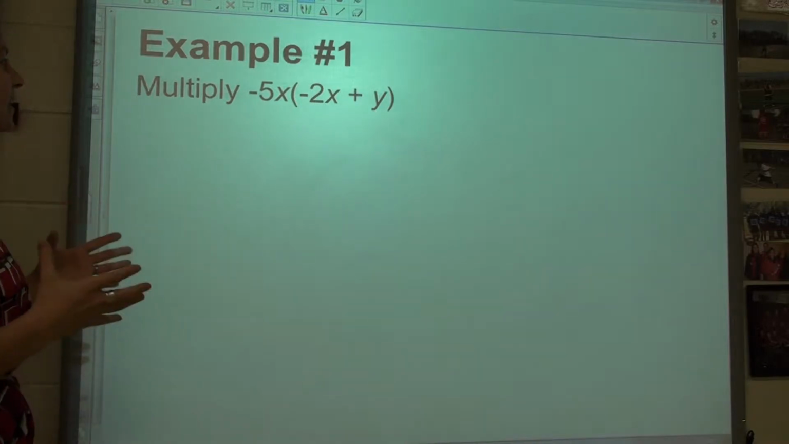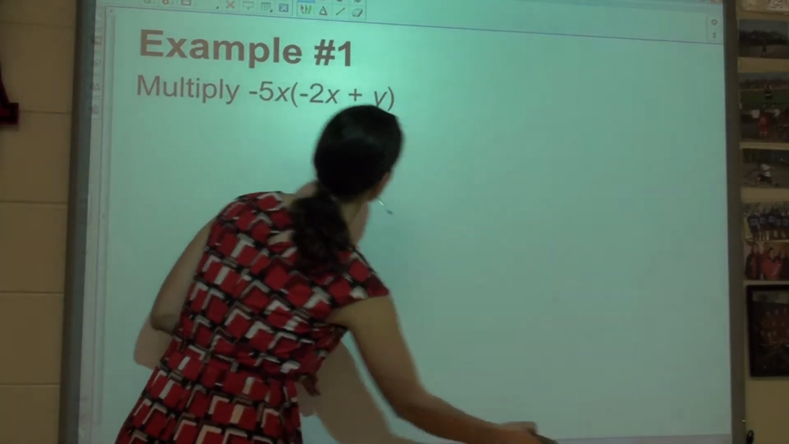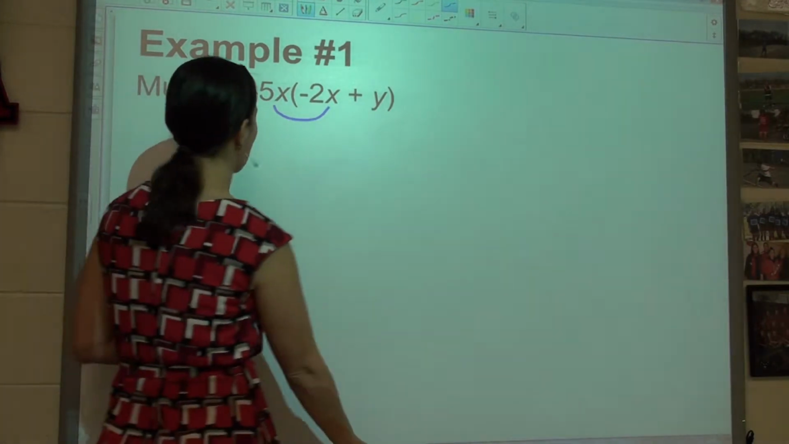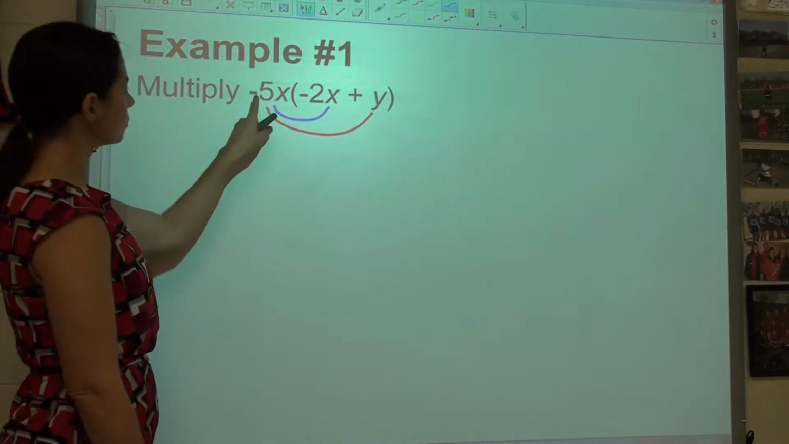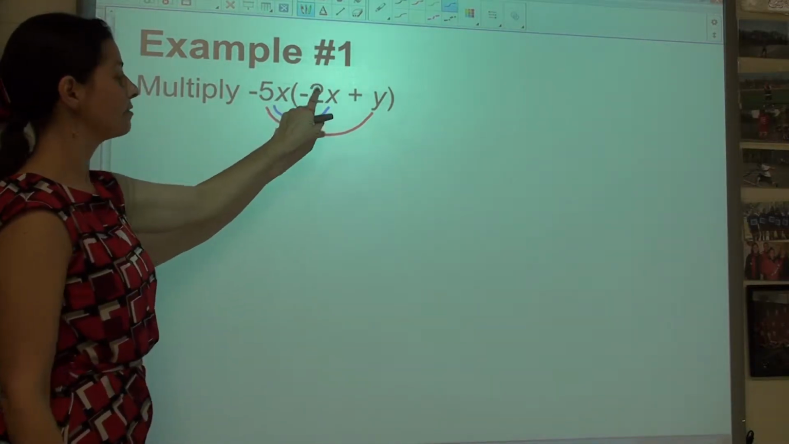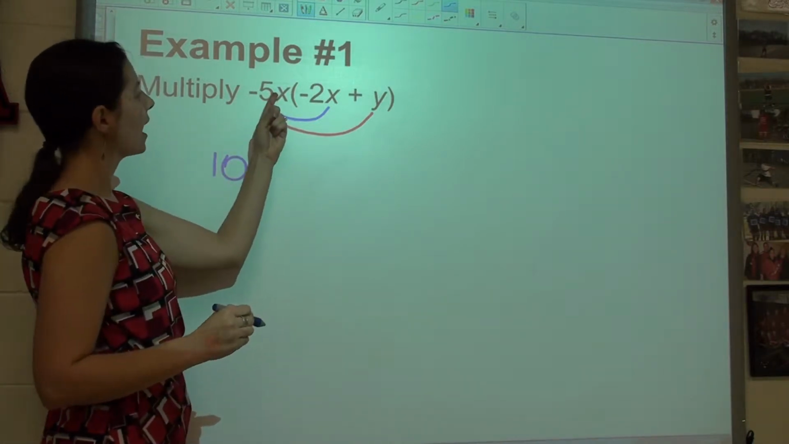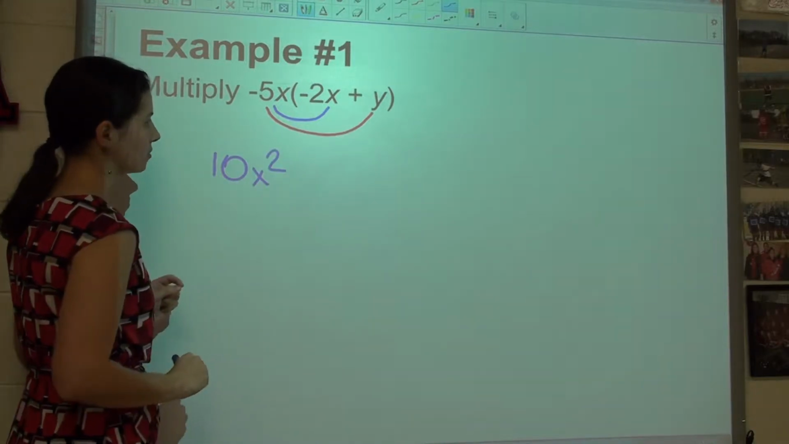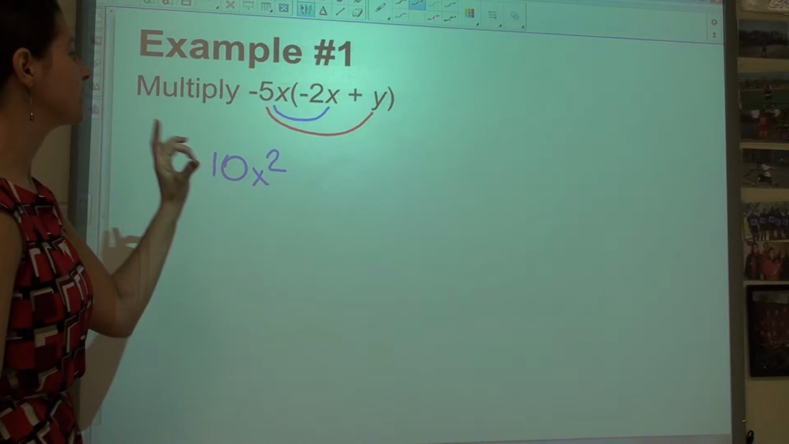So for this first example, we're just going to multiply. So I'm sure you remember from before, you're going to distribute negative 5x times negative 2x, and then we're going to do negative 5x times y. So remember, negative 5 times negative 2 is going to give you a positive 10. And then remember, x times x is x squared. That's where that x squared comes from. I know a lot of times we think x plus x is x squared, but it's the x times x.